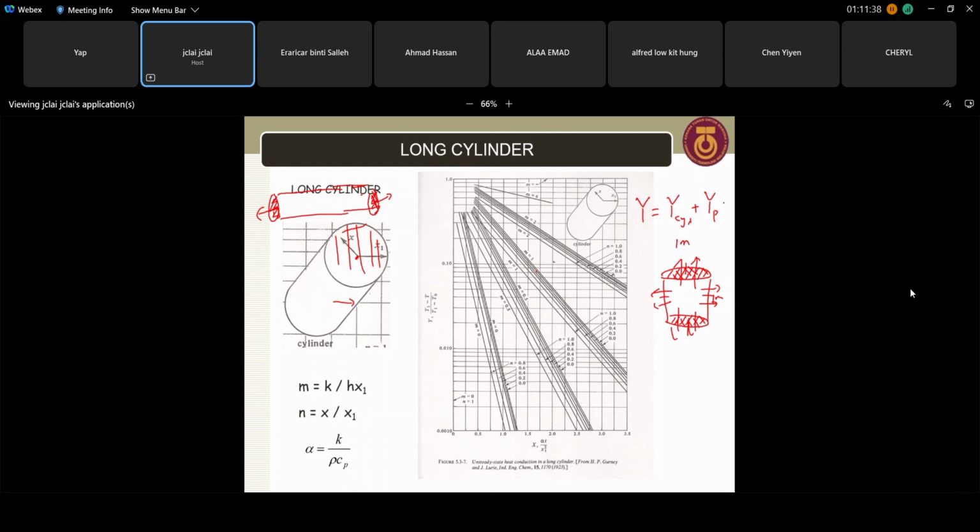Okay, for your information, the final exam covers all this. There is one question. The weightage of the question is 30%. So make sure you learn this topic well.